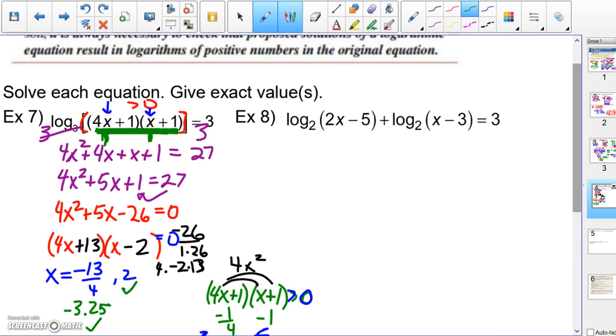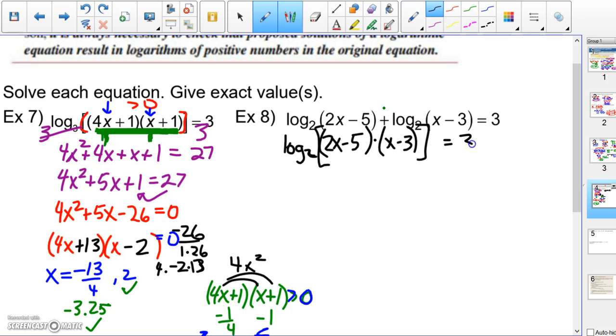Number 8. I see 2 logs, so we should be able to combine them into one log using our properties. Log base 2 of, we're going to have to multiply 2x minus 5 times x minus 3. I like to put it inside brackets here. Equals 3. Now keep in mind, this is going to have to be bigger than 0, and this is going to have to be bigger than 0. We can check that out later.